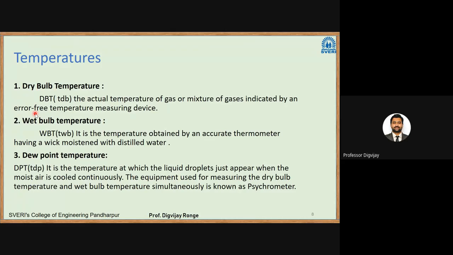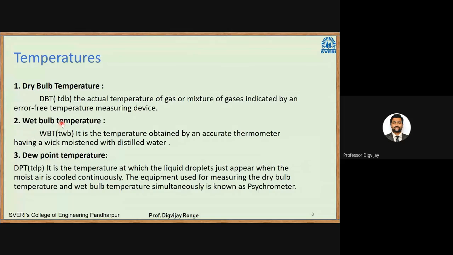This is the duty of the engineer, that he should have calibrated all his devices. Sorry, not meteorology. You studied this in your metrology and measurement subject, where you might have studied the calibration of devices. Whenever I purchase a device, like a temperature meter or a pressure sensor, it should first be calibrated, because otherwise it may give wrong readings. So that should be error-free. So DBT is the actual temperature of a gas or mixture of gases indicated by an error-free temperature measuring device.